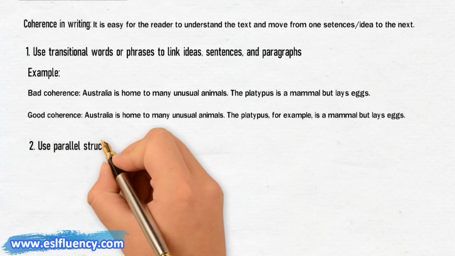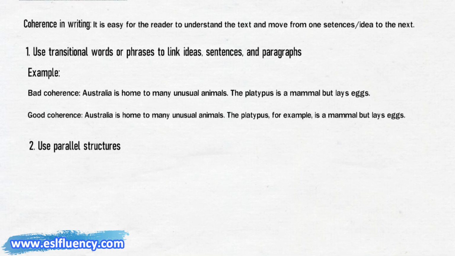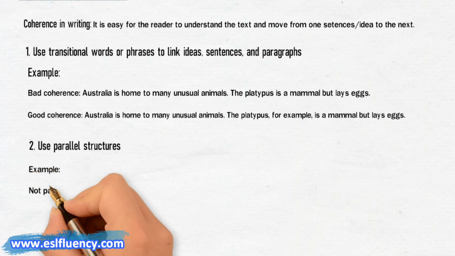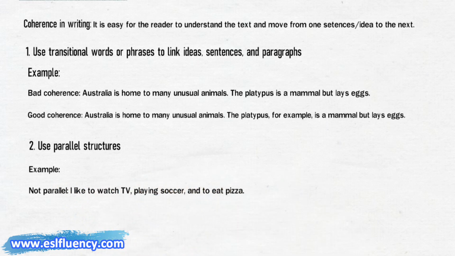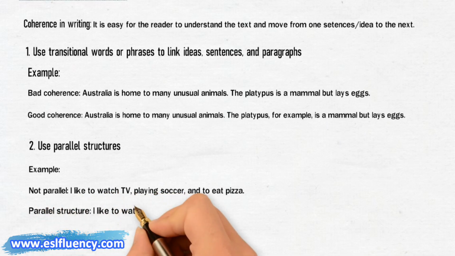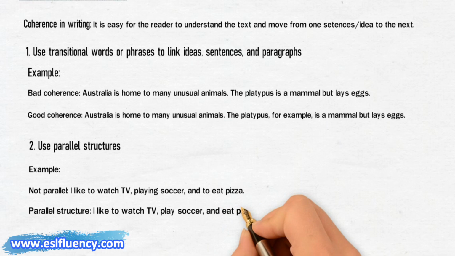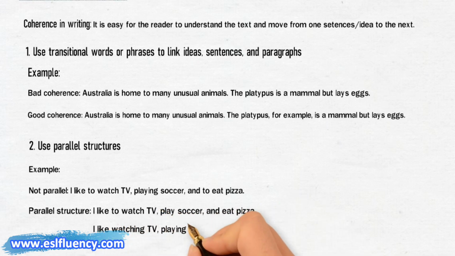Use parallel structures. Simply put, if you're writing about a list of things, all the items should take the same grammatical form. Take a look at this sentence that doesn't use parallel structures. I like to watch TV, playing soccer, and to eat pizza. This structure doesn't make sense, does it? Now, let's see how we can improve the sentence using parallel structures. I like to watch TV, play soccer, and eat pizza. Or, I like watching TV, playing soccer, and eating pizza.